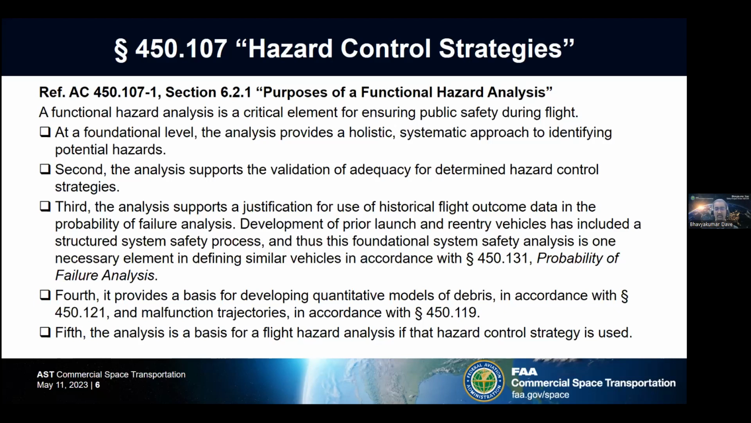Lastly, the functional hazard analysis is the very basis for the development of the flight hazard analysis. So recall from our earlier slide, one of the 4 hazard control strategies approved under 450 is 109 flight hazard analysis. So when an applicant is deciding to utilize the 109 flight hazard analysis hazard control strategy, in that case, the applicant would take the data that is documented in the 107 functional hazard analysis and then expand on that data in the flight hazard analysis under 109.